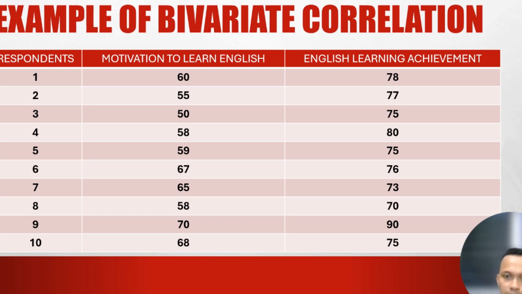Okay, next. I will provide the 10 respondents here. First column is respondents. There are 1, 2, 3, 4, 5, 6, 7, 8, 9, 10. There are 10 students. And the next column, motivation to learn English, and English learning achievement. So here we will see the difference, the result.